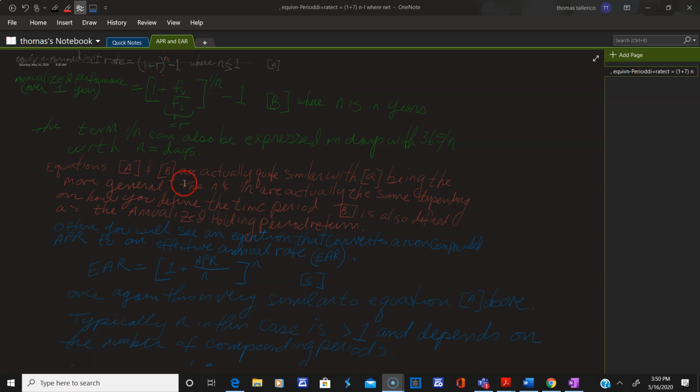this here could be APR over N. Again, there's a lot of similarities between equations A, B, and C here, okay? And you can see there's the N again. So R could be APR over N. So once again, this is very similar to equation A above. Typically, N in this case is greater than 1 and depends on the number of compounding periods.